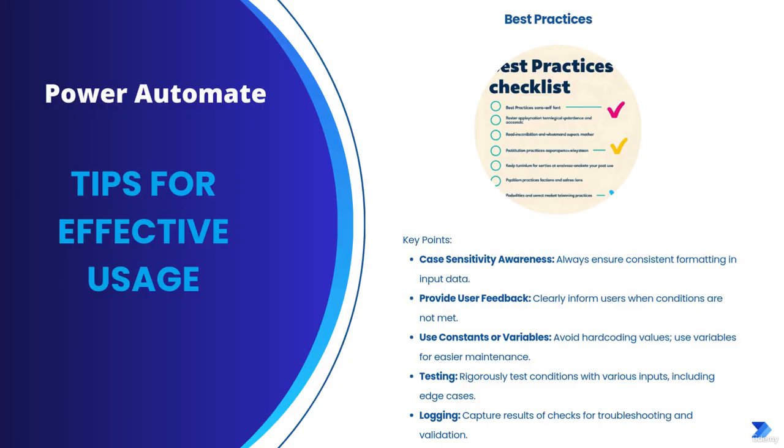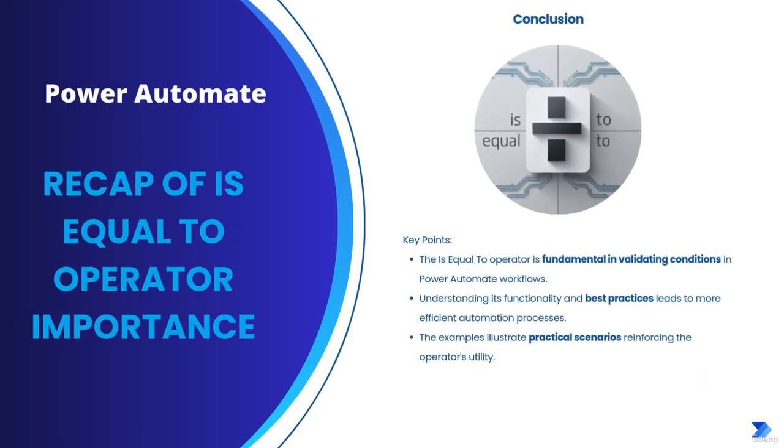Testing. Rigorously test your conditions with various inputs, including edge cases, e.g., empty strings, unexpected characters, to ensure that your flow behaves as intended. Logging. Implement logging mechanisms to capture the results of the conditional checks. This can be useful for troubleshooting issues when conditions do not evaluate as expected.